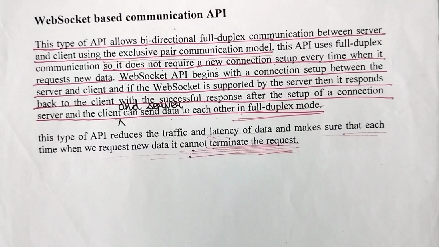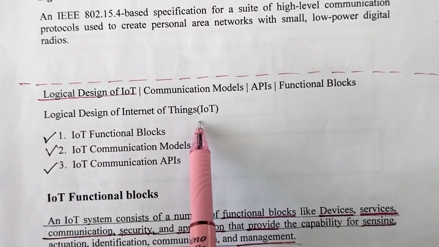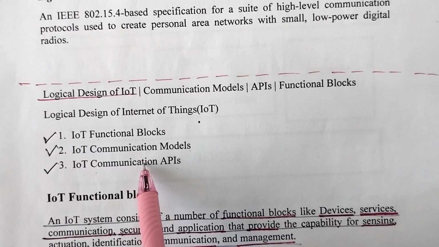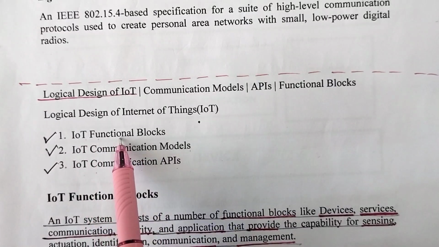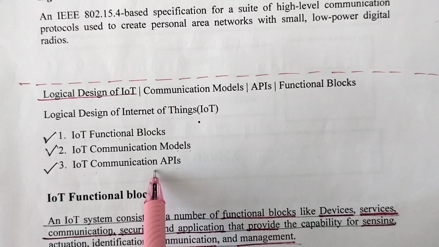So, this is your IoT communication based API. Now we have completed the logical design of the Internet of Things, and we have covered all three elements, that is the IoT functional blocks, IoT communication models and IoT communication APIs within the logical design of Internet of Things.